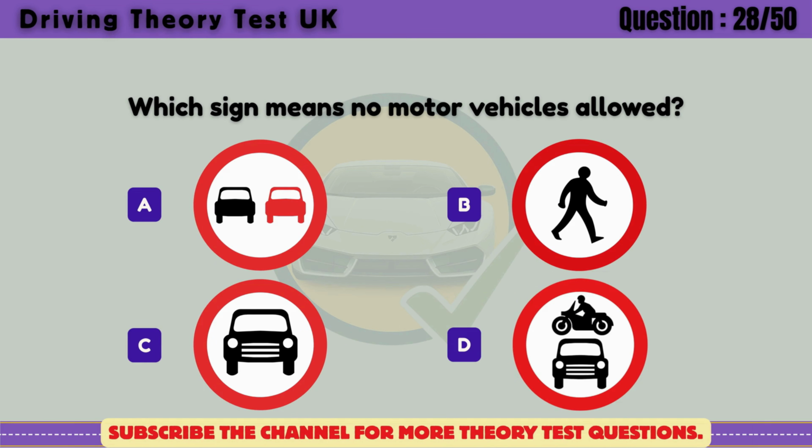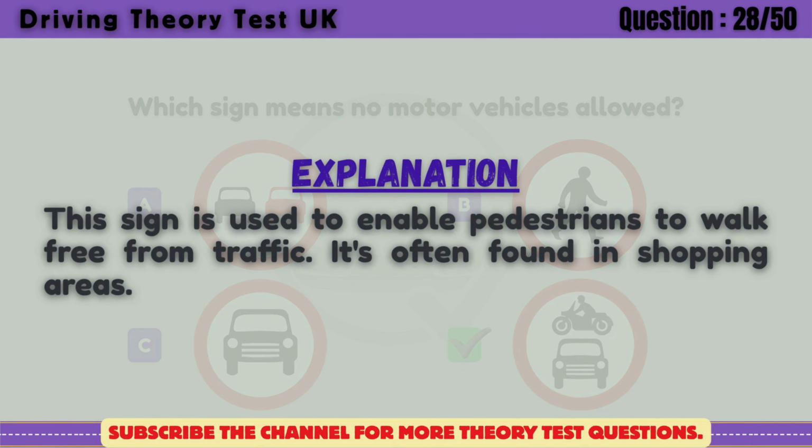Question 28. Which sign means no motor vehicles allowed? Answer is D. This sign is used to enable pedestrians to walk free from traffic. It's often found in shopping areas.